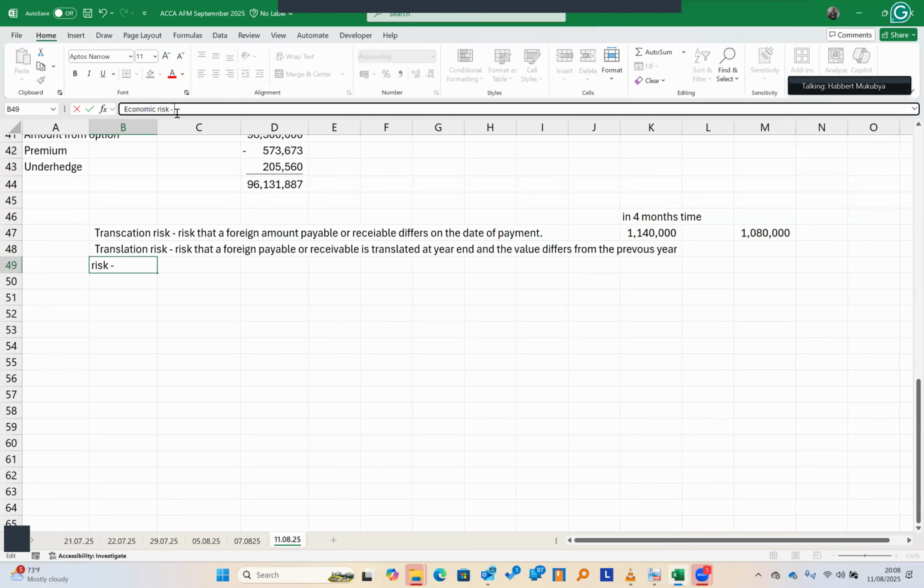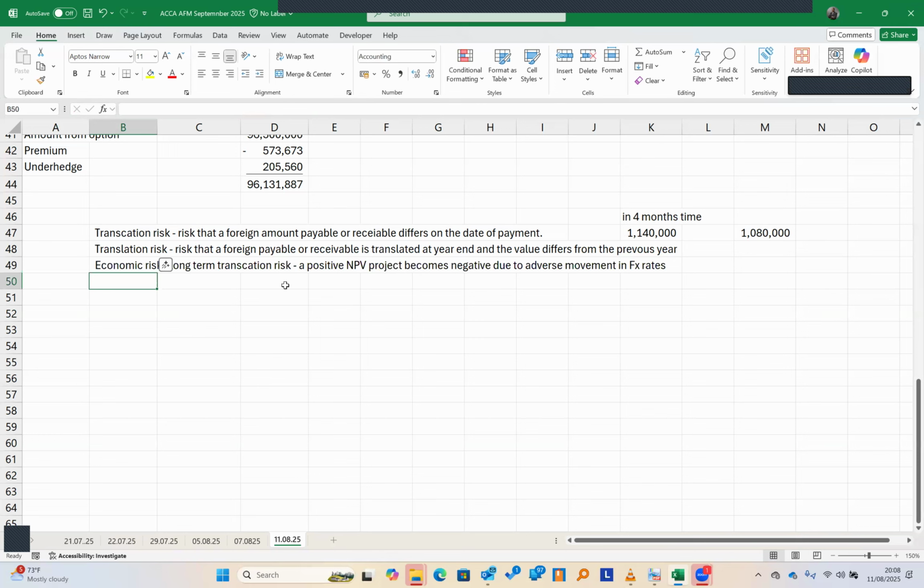This one normally we call it the long-term transaction risk, because it is the risk that a project becomes a positive NPV project becomes negative due to adverse movement in FX rates. But this one tends to be a little bit longer term than the transaction risk.